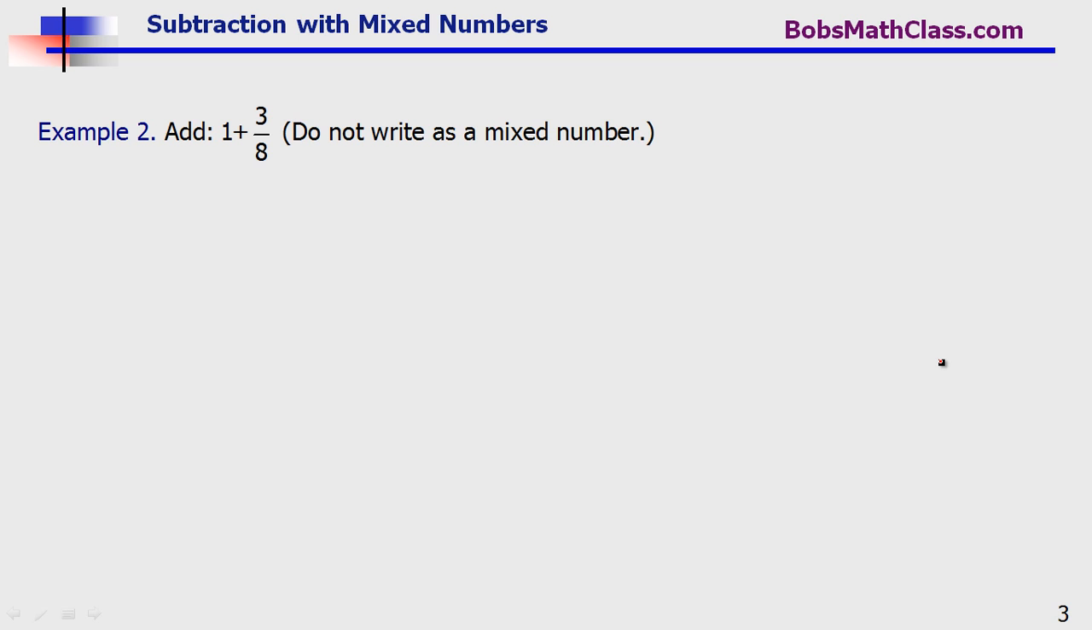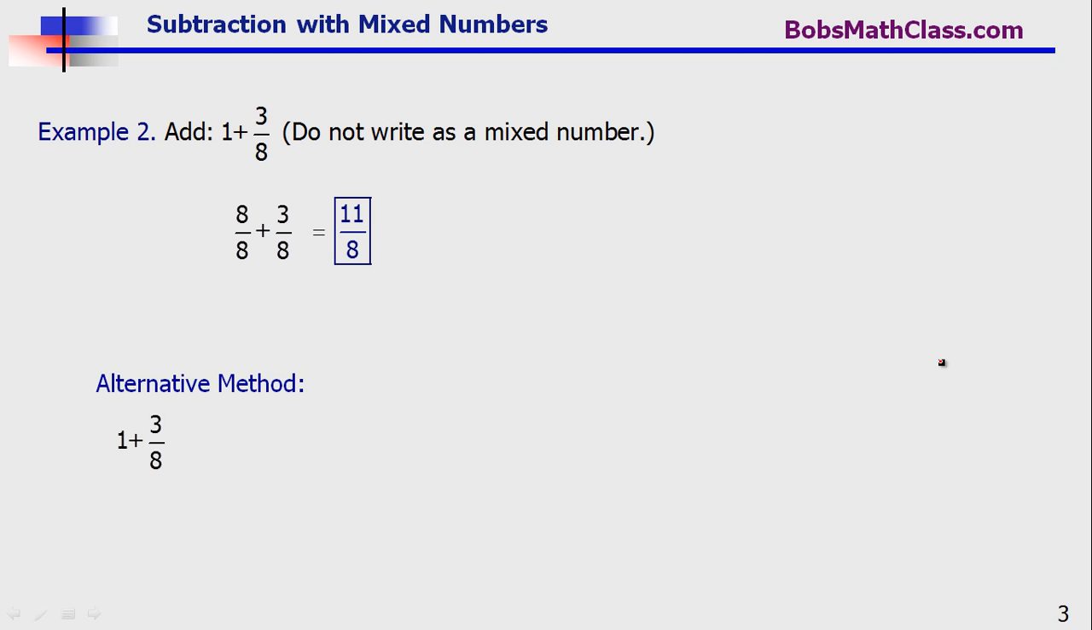Try another. 1 plus 3/8. Again, same directions. Do not write as a mixed number. In other words, write it as an improper fraction. So 8/8 plus 3/8, which is 11/8. Or 1 3/8, change it to an improper fraction, 11/8. So either way, it's the same answer.